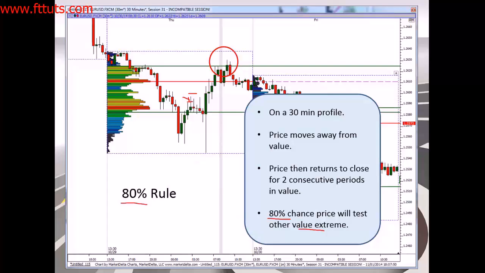So that is the 80% rule. It's important to know it. It's a basic rule.